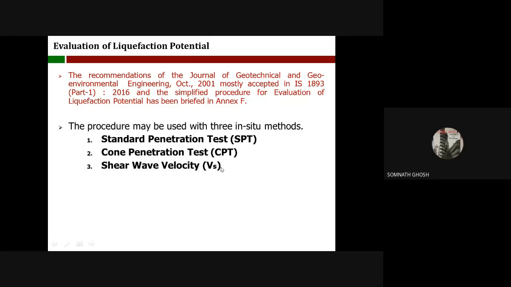In my recent book, I have solved problems with all these three methods with practical data. And ultimately, I have shown how to finally get the factor of safety, and then how to comment on liquefaction potential. That means the assessment report, how to do that. All these things I have given in my recent book.